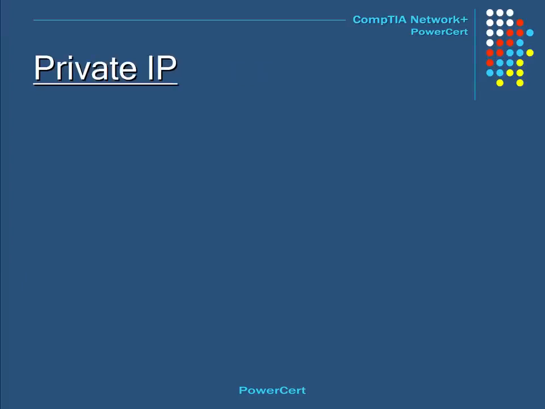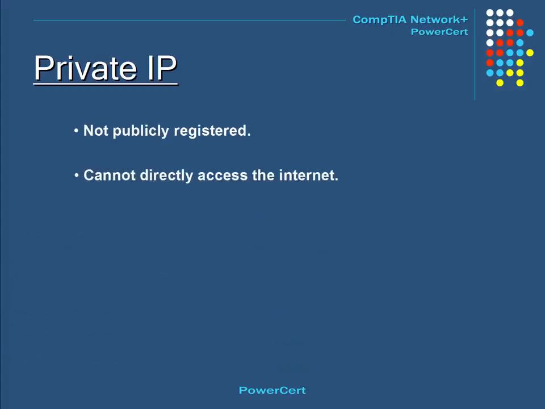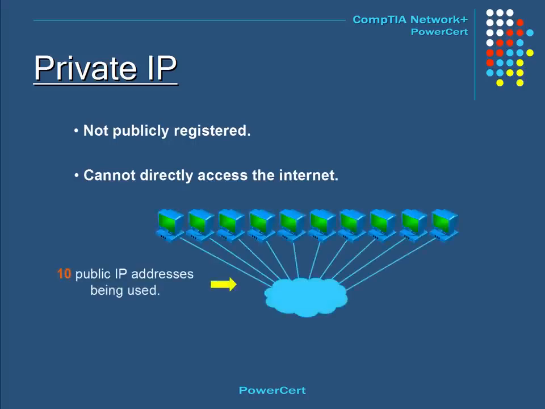Public IP addresses are publicly registered on the Internet, which basically means that if you have a public IP address, you have access to the Internet. But private IP addresses are different. A private IP is not publicly registered, so you cannot directly access the Internet with a private IP. So for example, let's say you have a small business and you need 10 public IP addresses so your employees can access the Internet. Now you could contact your ISP and ask them for these additional IP addresses, but that would be very expensive and unnecessary.